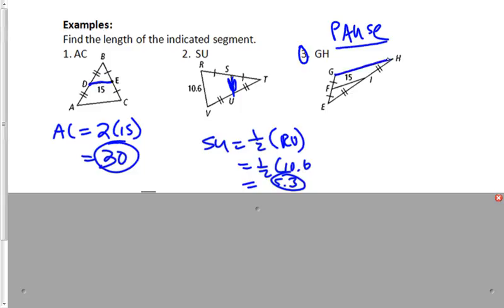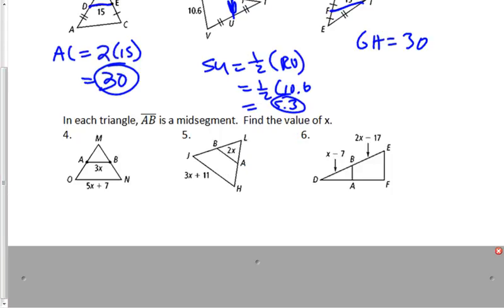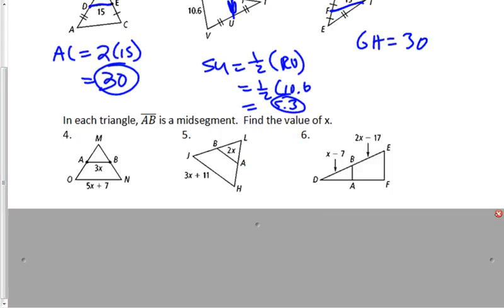Alright, if you unpaused it, GH is going to be twice that parallel side, twice the mid-segment, so GH is going to be equal to 30 units. Alright, scrolling down, I got a couple more examples. These are dealing with variables now.